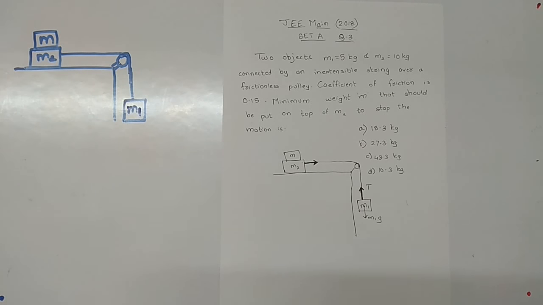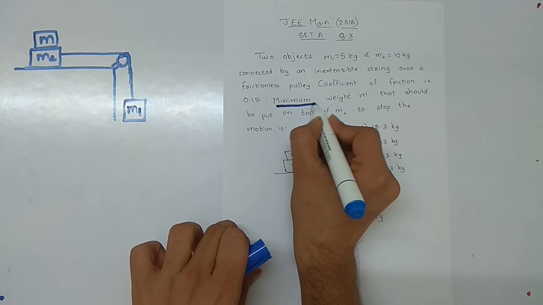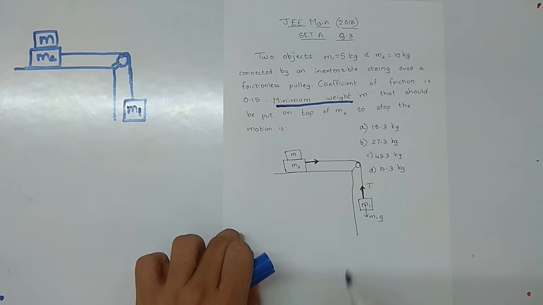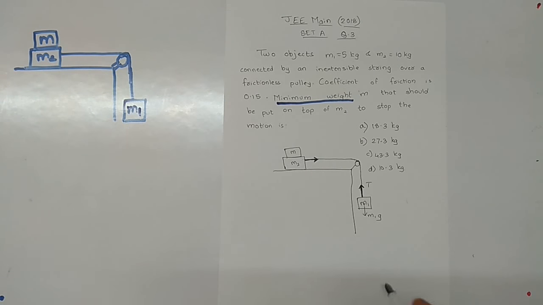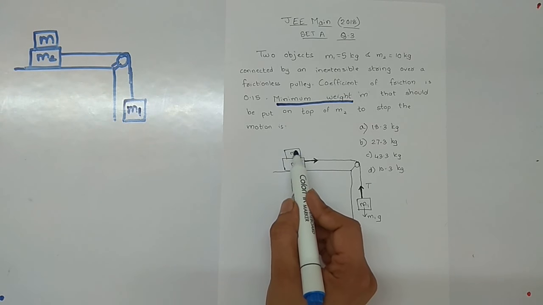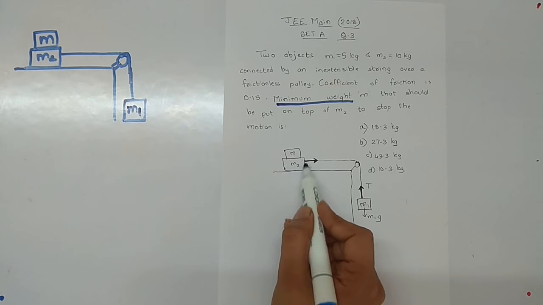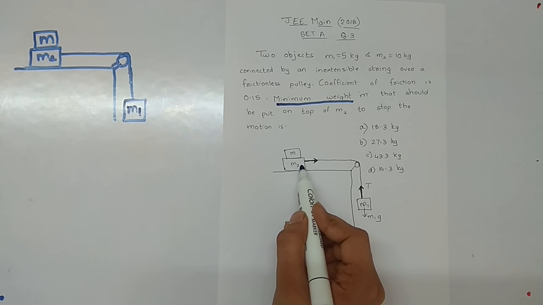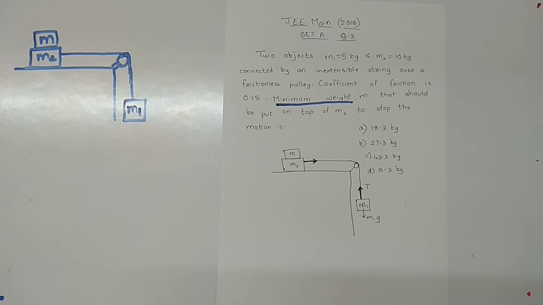The question asked here is the minimum weight m that should be placed on the object of mass m2 to stop this motion. And here we are given the four options. So let's see.